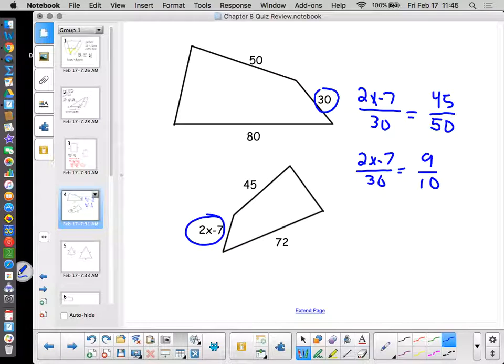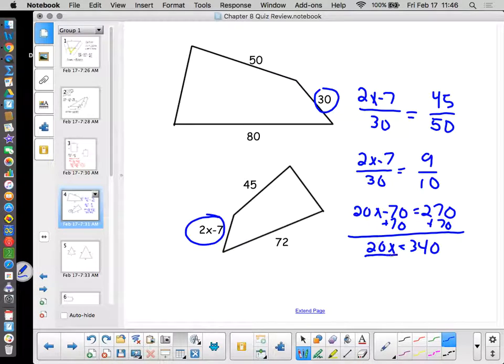So 10 times 2 is 20x minus 70. 30 times 9 is 270. Be careful, you're not going to get a 200 here. I'm going to add 70 to each side, so a little algebra trickiness. 20x equals 340, divide by 20. 340 divided by 20 is 17. And we're all set.